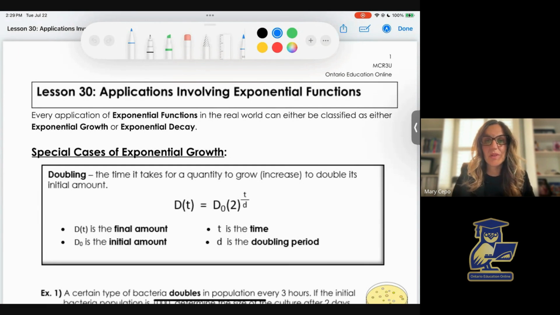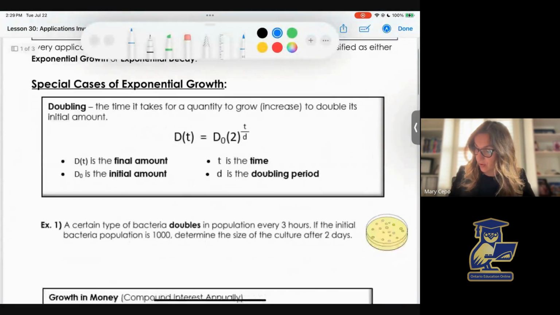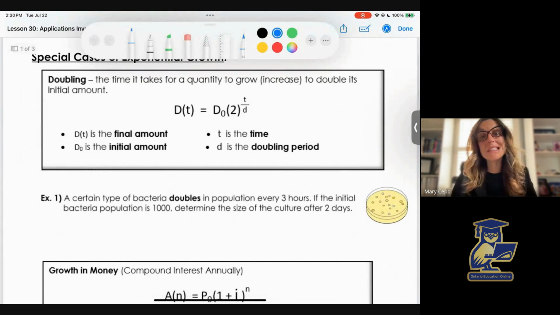In this lesson, we will learn how to use exponential functions to model and solve real-world problems. Now, with that, every application of exponential functions in the real world can be classified as either exponential growth or exponential decay. So, special cases of exponential growth include something dealing with doubling. Doubling is the time it takes for a quantity to grow or increase to double its initial amount.